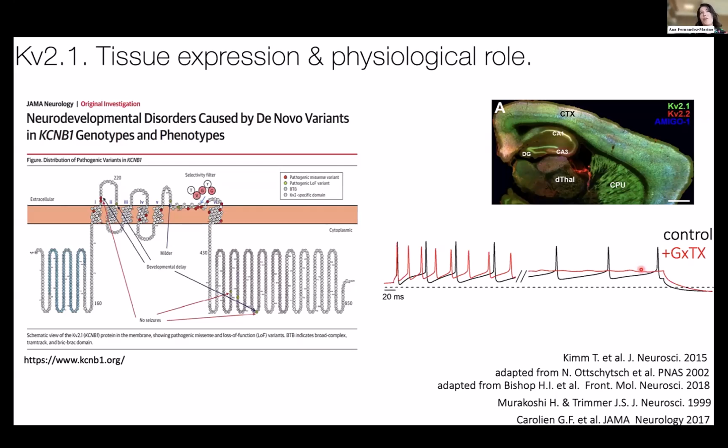These are a group of neurodevelopmental disorders that present epileptic seizures within the first year of life and are unresponsive to classical treatment. So we were fascinated by this channel. We want to understand more about it.